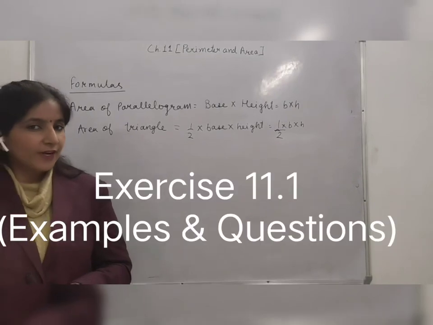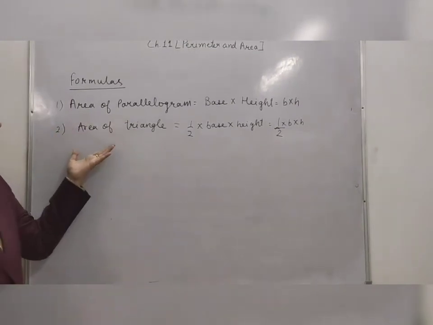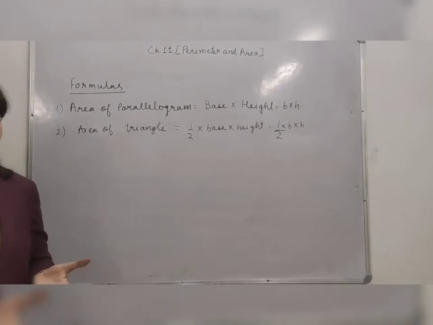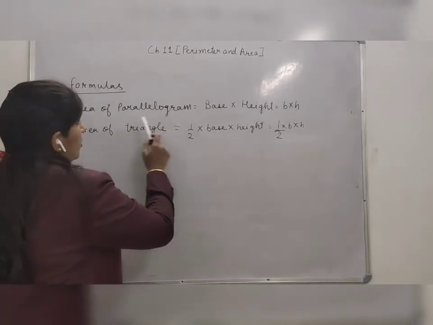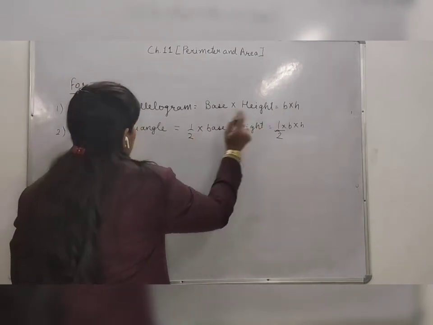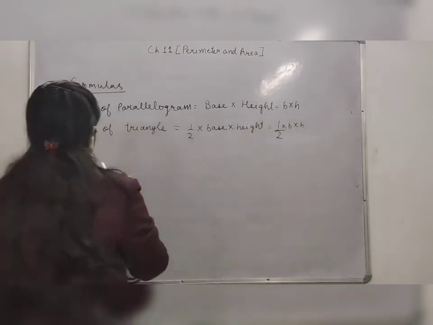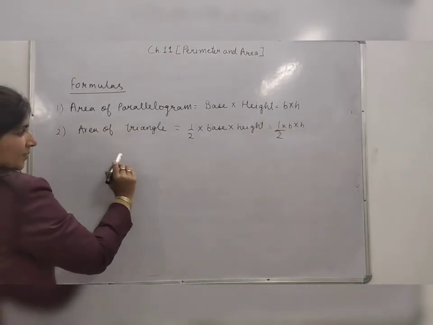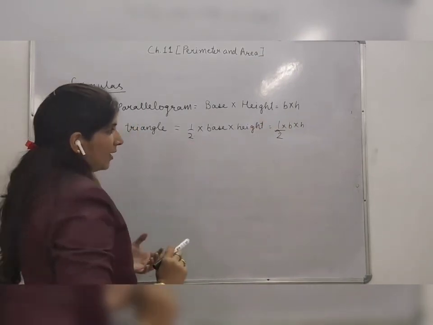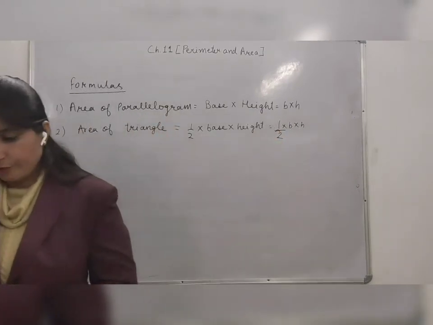Students, we have discussed the formulas for the area of a parallelogram and the area of a triangle, means the derivation we have discussed. So from those results, we get that the area of a parallelogram is base into height. That base is b, and in short form we can write height as h. So the area of a triangle is half into base into height, so half into b into h we can write in short form.